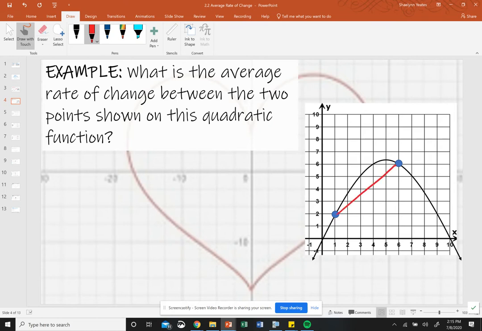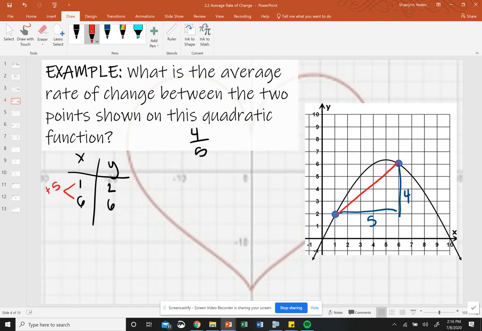So we're finding the slope here. As you can see, the change in x, as we already did, was 5, because it's from 1 to 6. And the change in y is 4. So my change in y over change in x is 4/5. You can find this using the table. We've got x and y. We've got the point 1, 2, and we have the point 6, 6. So my change in x is a +5, my change in y is a +4, so my slope or average rate of change is 4/5.